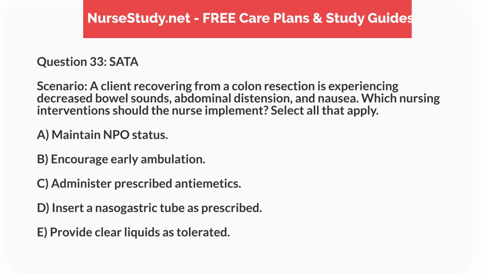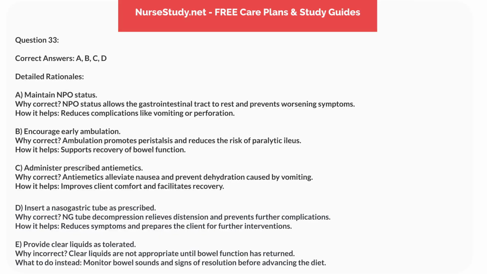Question 33, SATA. Scenario: a client recovering from a colon resection is experiencing decreased bowel sounds, abdominal distension, and nausea. Which nursing interventions should the nurse implement? Select all that apply. A. Maintain NPO status. B. Encourage early ambulation. C. Administer prescribed antiemetics. D. Insert a nasogastric tube as prescribed. E. Provide clear liquids as tolerated. Correct answers: A, B, C, D.